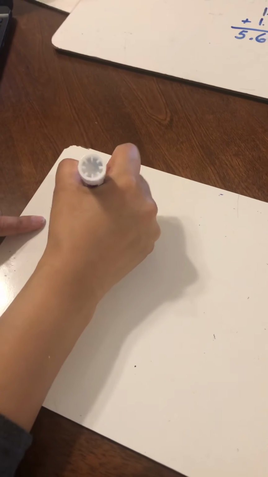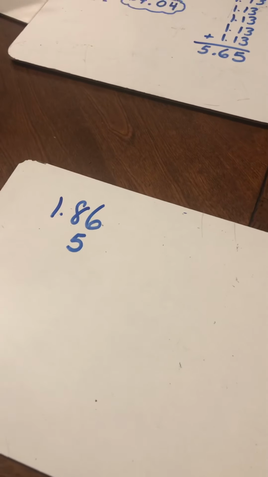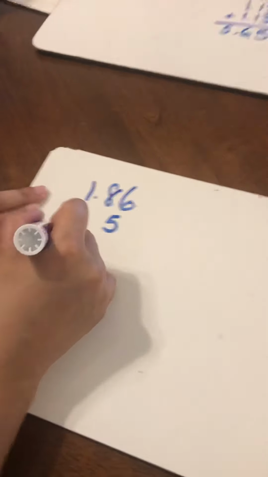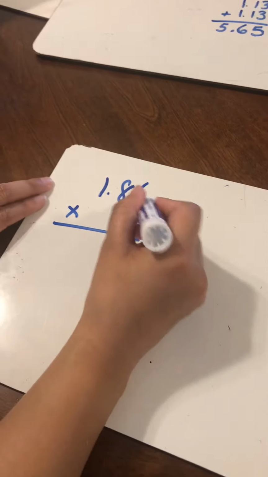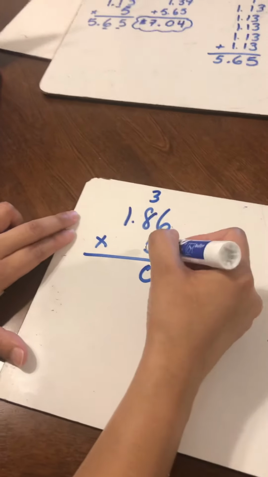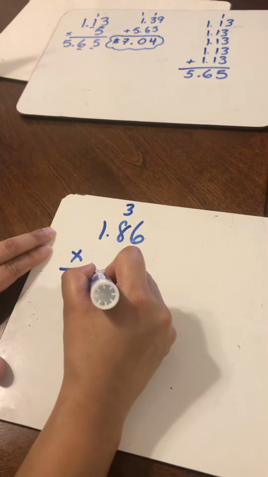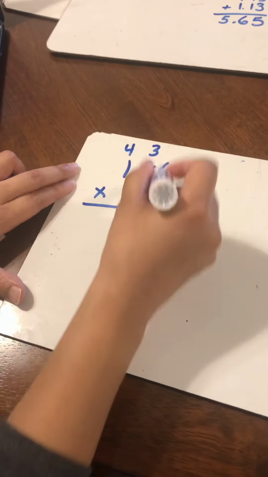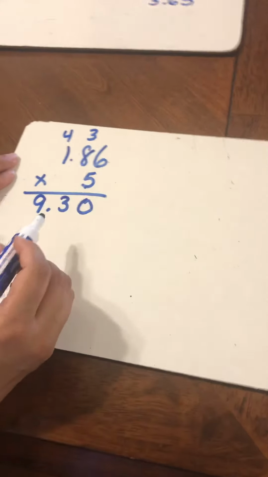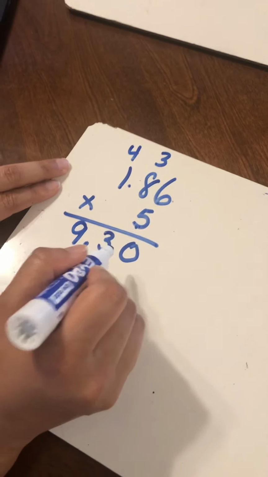Okay, so now I'm going to do $1.86 times 5. Wait, was it 5? Let me just look at the question again. Yes, 5. Okay, $1.86 times 5. So 5 times 6 is 30. Carry the 3. 5 times 8 is 40 plus 3 is 43. My 3 goes here and I carry the 4. 5 times 1 is 5 plus 4 is 9. So if he buys 5 rolls of wrapping paper, he's going to spend $9.30.